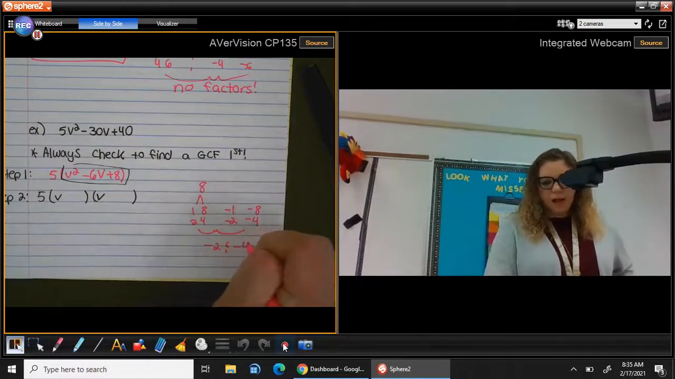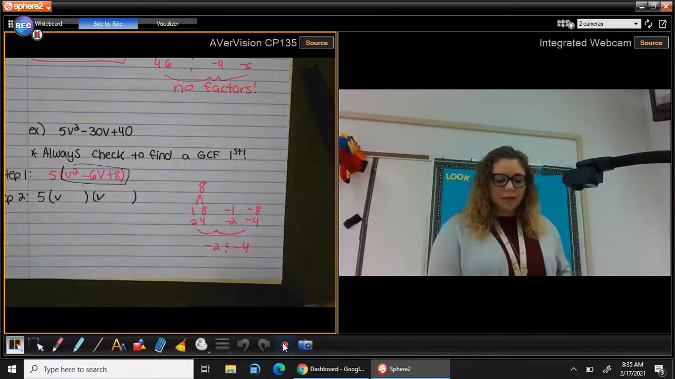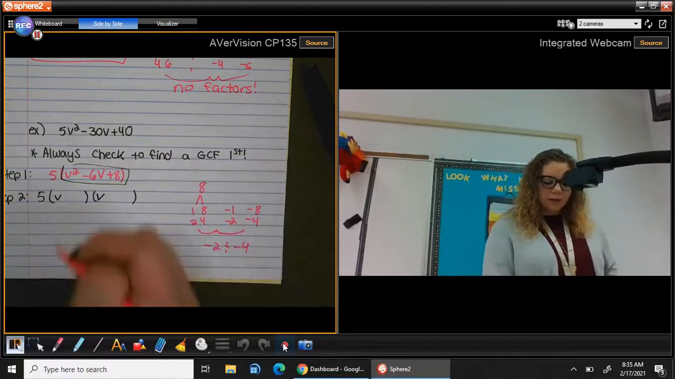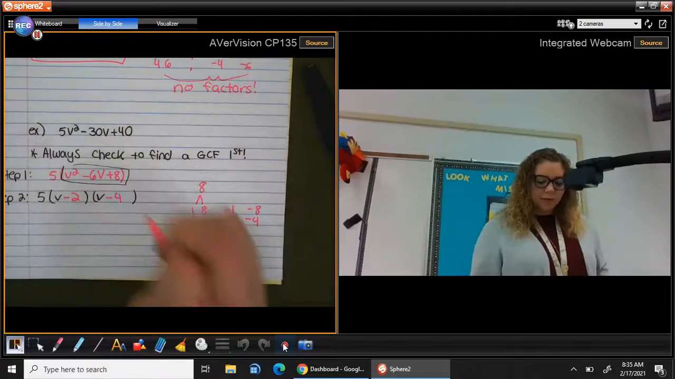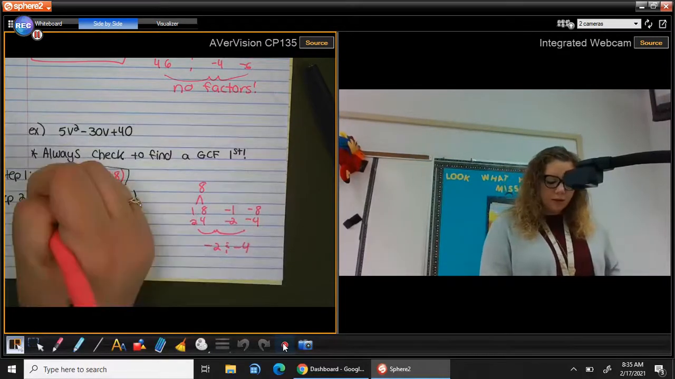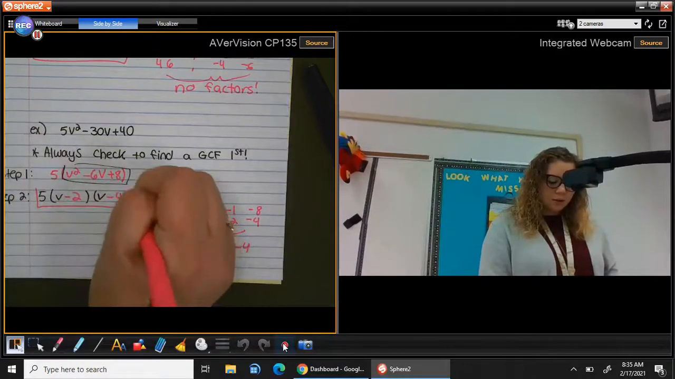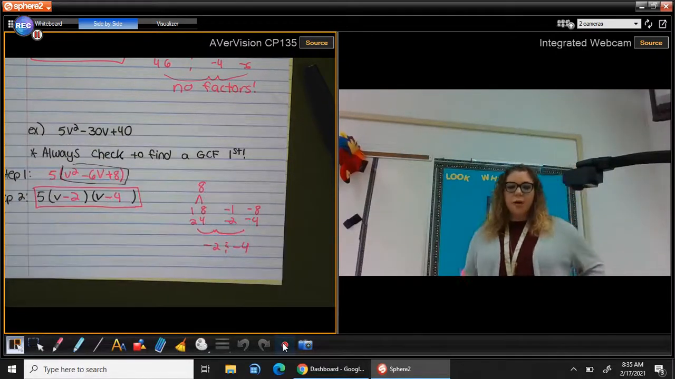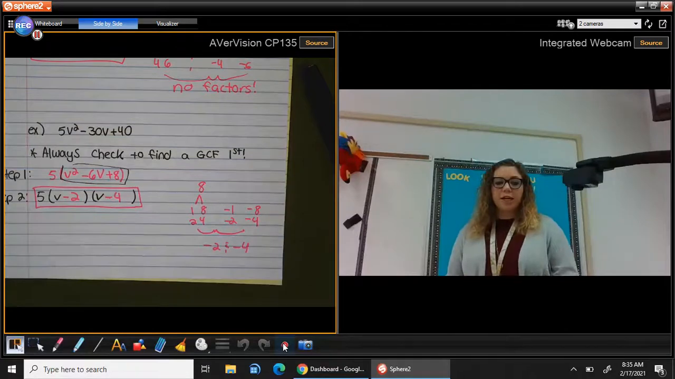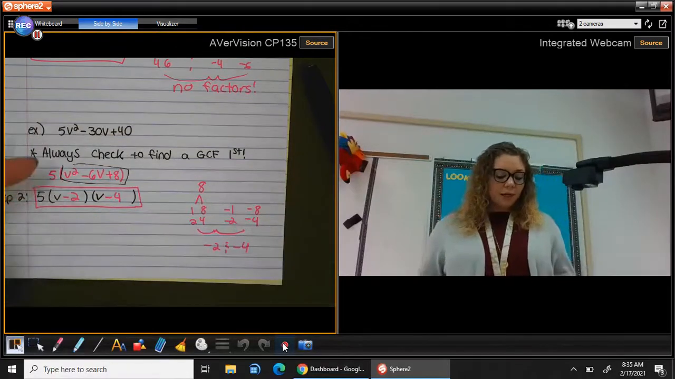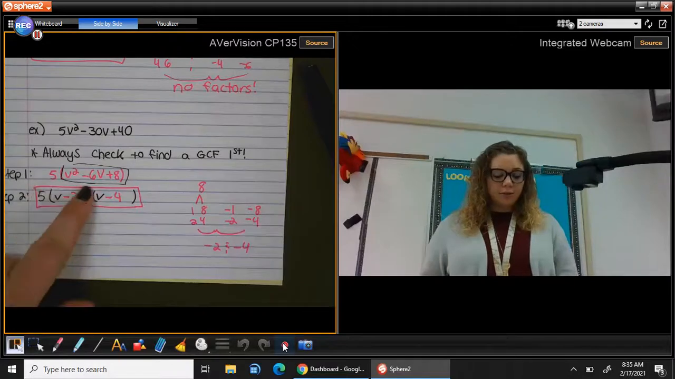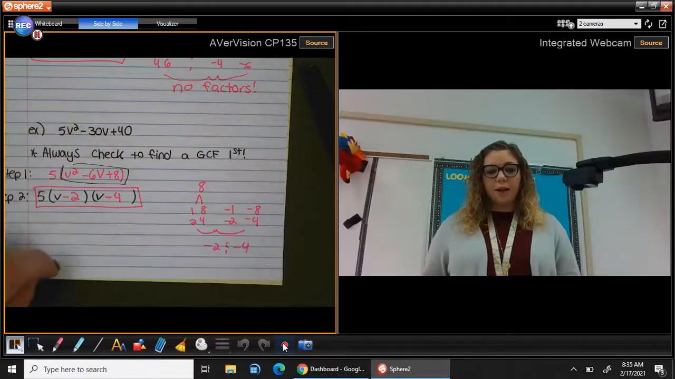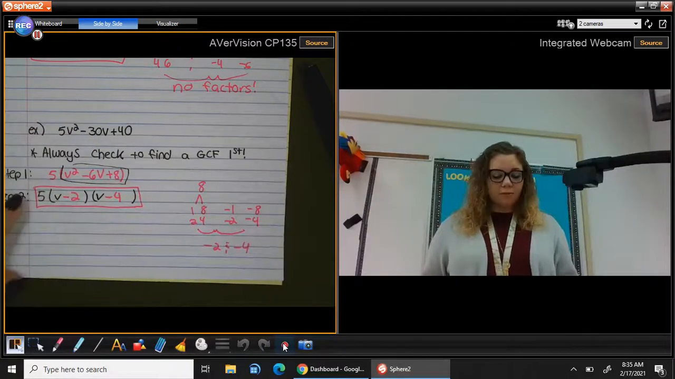So remember, when signs are the same, you're going to add and keep the signs. So this is a -2, so it's going to be -2. This is a -4, so it's going to be -4. So now this whole thing is my answer. Okay, so you always want to check to see if you have a GCF, and this time we did. Then you're going to take this little piece and factor that out, and then put that right beside the 5.